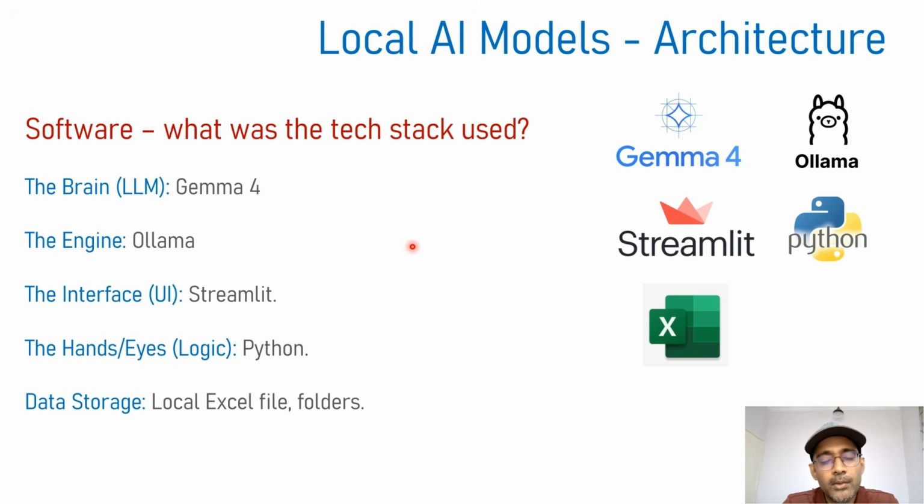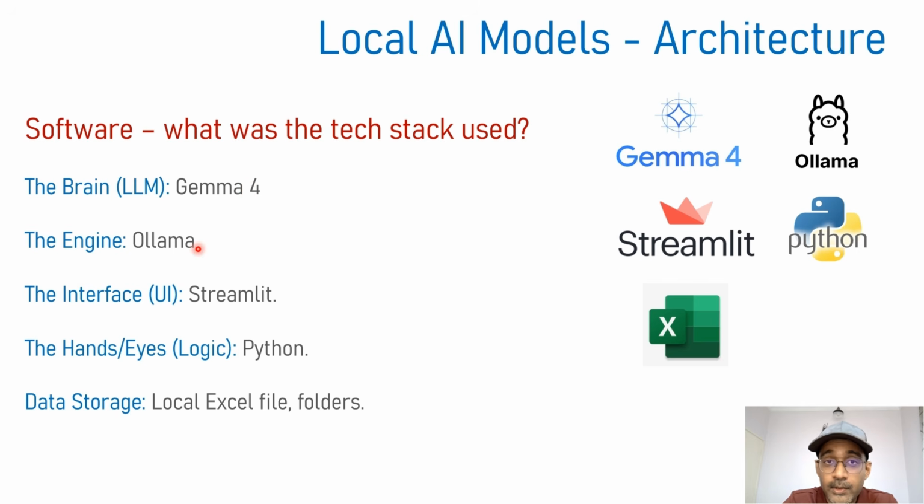So in our use case that we saw just now, the tech stack that is used is these so-called 4 or 5 tech stack. Of course, Excel, if you consider that as a tech stack, that's for the database. Everyone knows Excel. We also saw the brain of the LLM: Google Gemma 4. This can be any other AI model, open AI model as well. The engine is Ollama. Of course, there are other options as well.